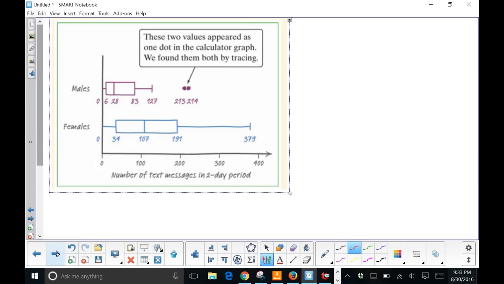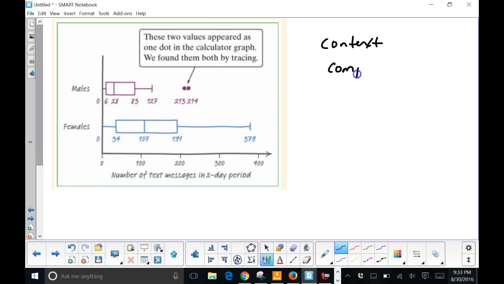Okay, so here's a final graph that's much nicer from a textbook. I don't like to write all the numbers in, but they're there. Your assignment at the end of this video now is to compare and contrast the distributions of males and females in context. So in context, I want you to compare these two distributions, meaning I want you to use comparison words in context, and you're going to use SOCS.